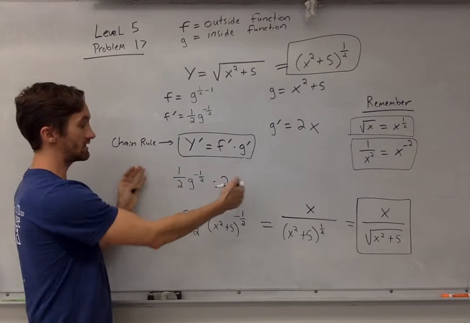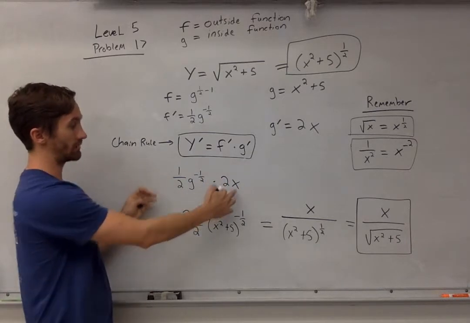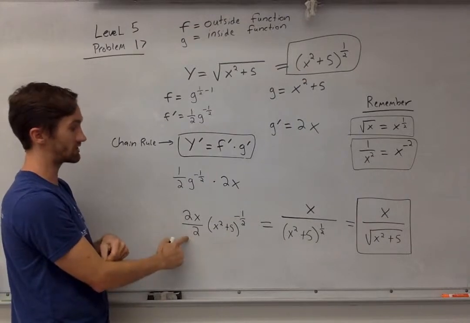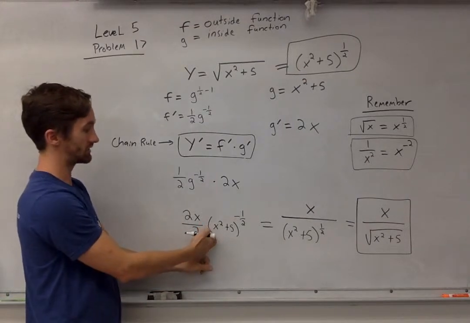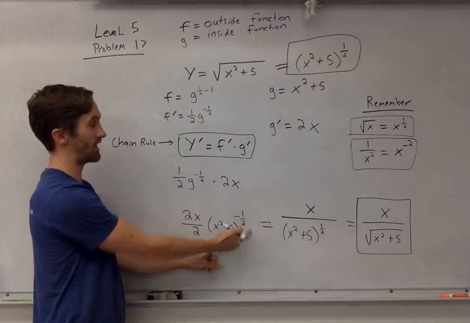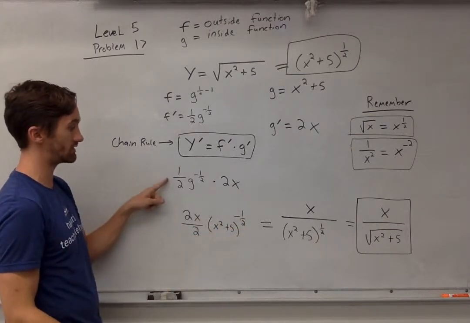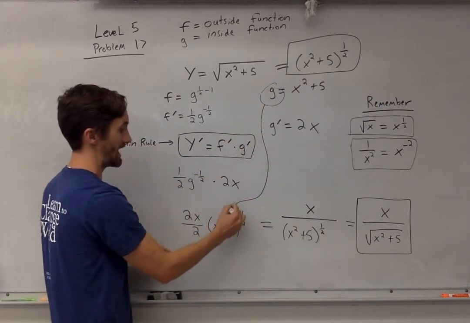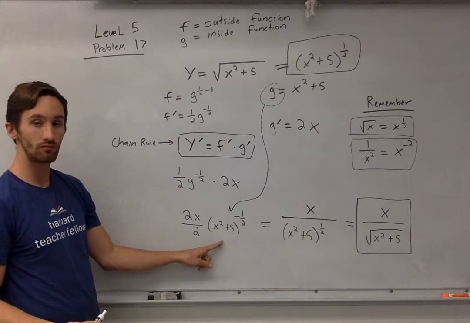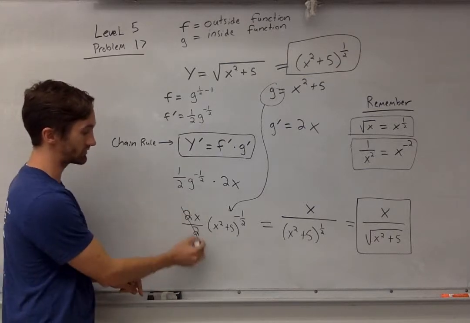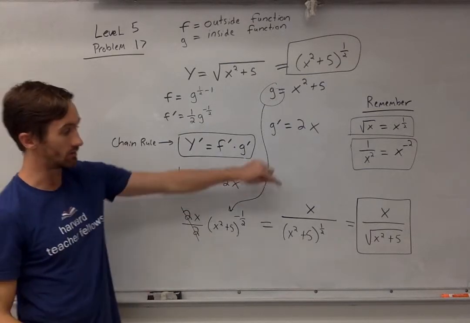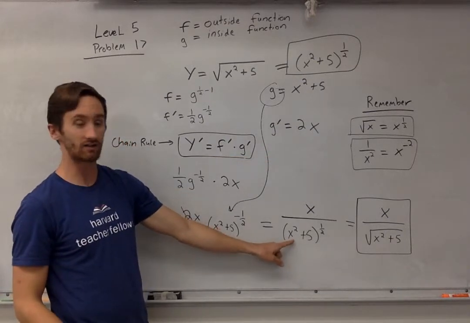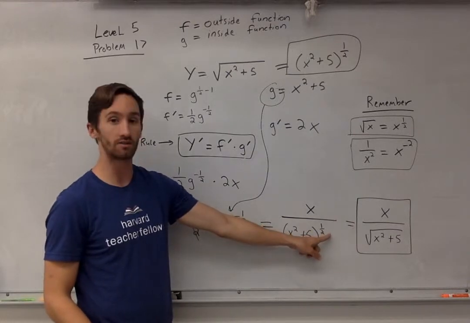If I combine these two things together and I multiply, I'm going to bring the 2x to the front. I'm going to get 2x over 2 times g to the negative 1/2 power. All I did was bring this to the front and then plug my g back into the equation. When I simplify this, my 2's are going to cancel out, and I'm going to be left with x over x squared plus 5 to the positive 1/2.